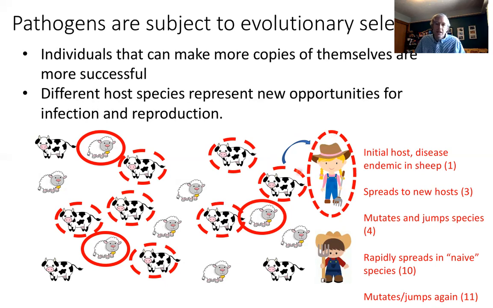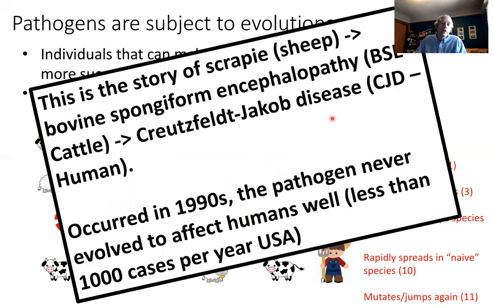Now this might sound like a very abstract concept, but this is actually the story of a disease that started off in sheep called scrapie. From scrapie in sheep, it jumped into cattle, and it became known as bovine spongiform encephalopathy, or BSE, which is affectionately referred to as mad cow disease, you might have heard about. Mad cow disease then subsequently jumped into humans and became Creutzfeldt-Jakob disease, or CJD.